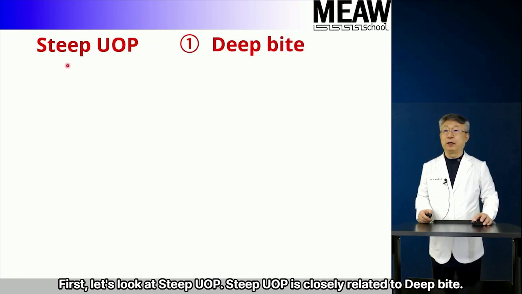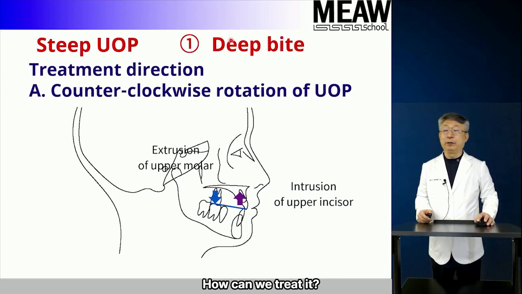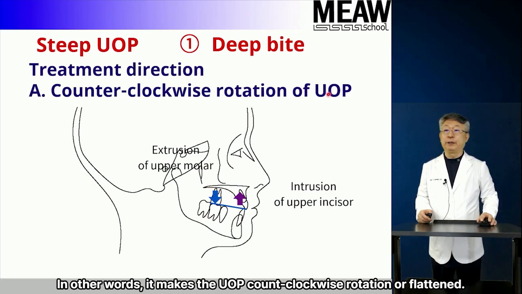First, let's look at steep UOP. Steep UOP is closely related to deep bite. How can we treat it? The treatment mechanisms to intrude the maxillary anterior teeth or extrude the maxillary molars would be good. In other words, it makes the UOP rotate counterclockwise or flatten.